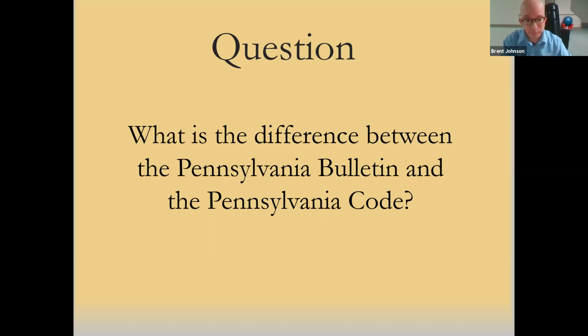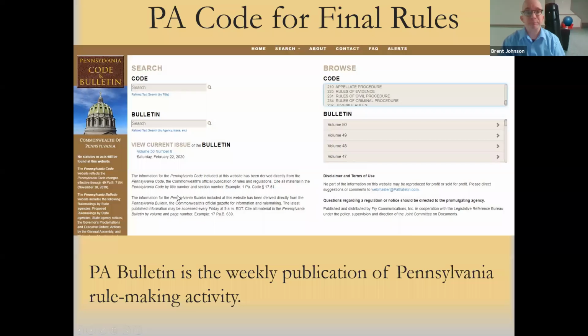The bulletin is just basically the newspaper version. The code is once it's been codified and put into a more formalized version. That's correct. So on the Pennsylvania Code and Bulletin website, they used to be on separate websites. It used to be pacode.com and pabulletin.com, but they're not. They're now all in one site.